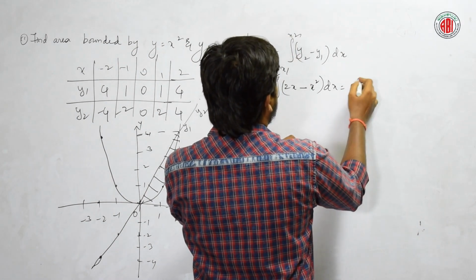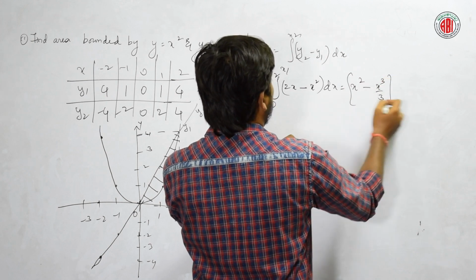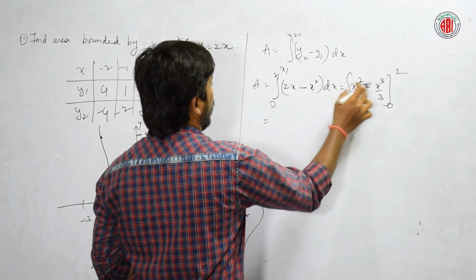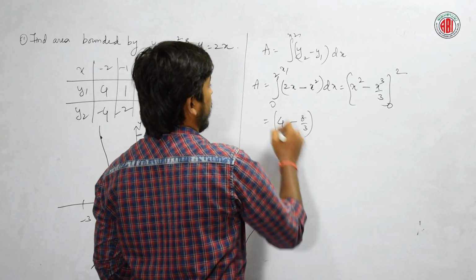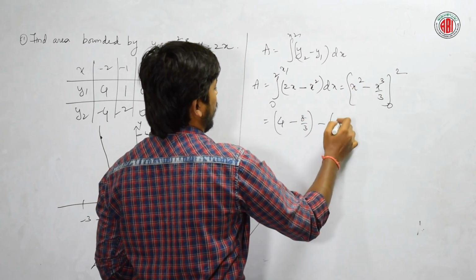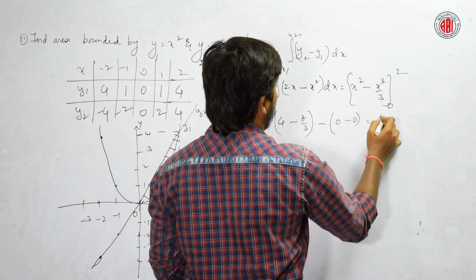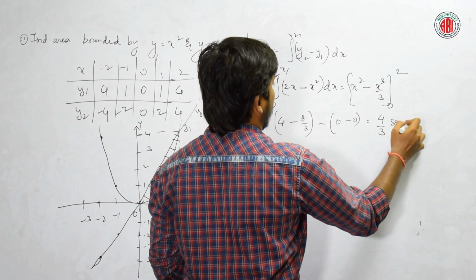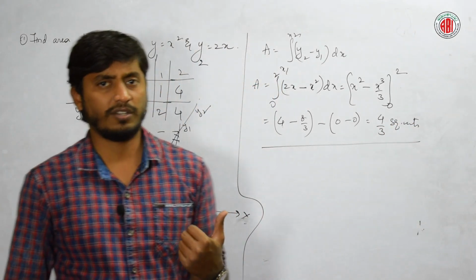Don't get confused. For your clarity, let us do it by one more method also. The integral of 2x minus x square is x square minus x cube by 3, from 0 to 2. 2 square is 4, 2 cube is 8 by 3, minus 0 minus 0 however. So 4 3s are 12, 12 minus 8 is 4 by 3 square units. Did you understand? Is it not easy to solve?